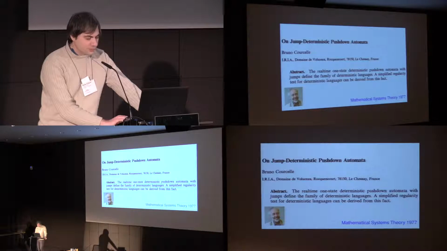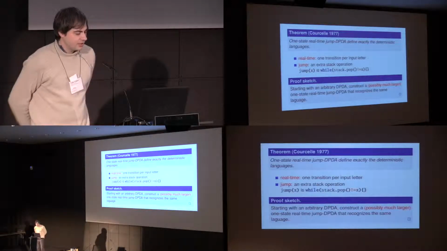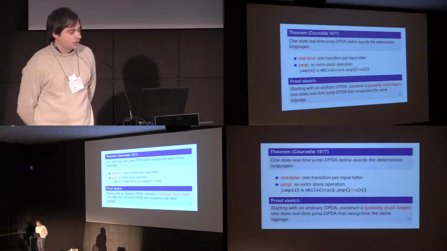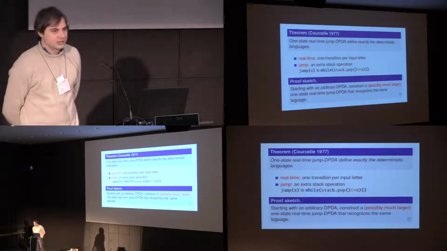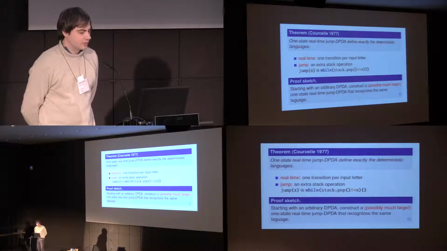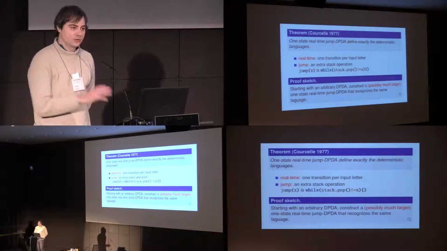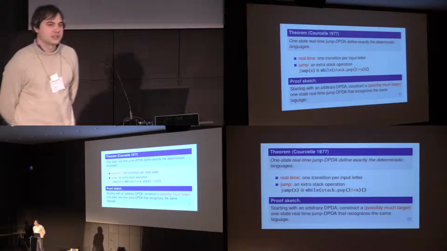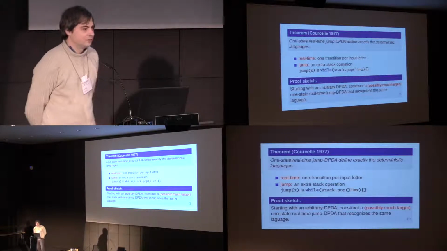Purcell showed what the first sentence of the abstract says. It says, the real-time one-state deterministic push-down automata with jumps define the family of deterministic languages. What does it mean? Well, real-time means that you put a restriction on deterministic push-down automata. You ask them to have one transition per letter that is being processed, which is not the case for normal ones. But on the other hand, you also enhance them because you add an operation, a jump, which is something that they couldn't do before.